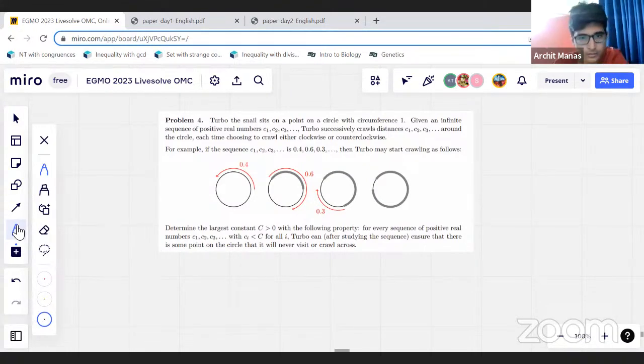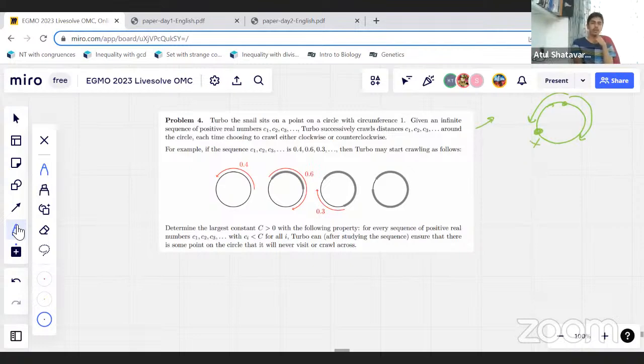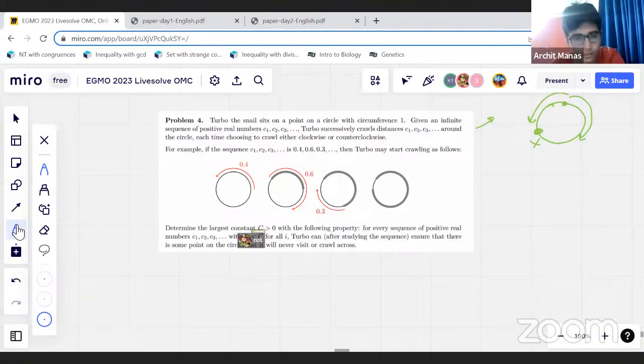Okay, interesting. Basically, you have a circle and a bunch of positive real numbers. Each time you choose whether to travel that distance clockwise or anti-clockwise. And we have to show that if the sequence of reals is bounded, then there is some point on the circumference which it can never touch. Not bounded. It's asking you for the bound, right? Oh, right. Yeah, determine the largest.